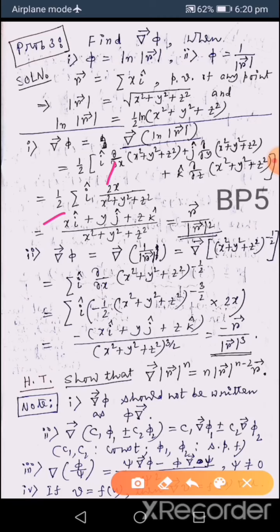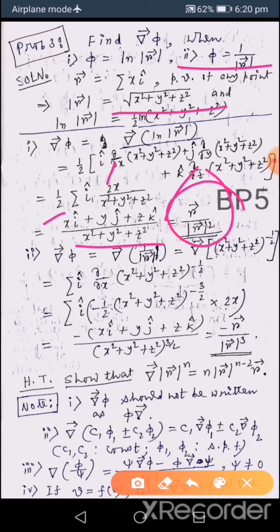So xi plus yj plus zk in the numerator, and in the denominator x square plus y square plus z square. So the final answer is vector r by mod r square. Second part, when phi equal to 1 by mod r, we have already derived mod r equal to square root of x square plus y square plus z square.